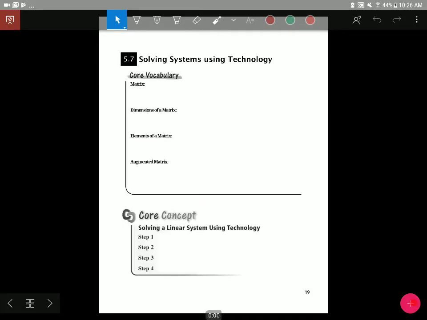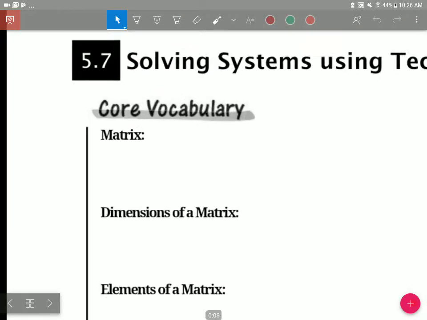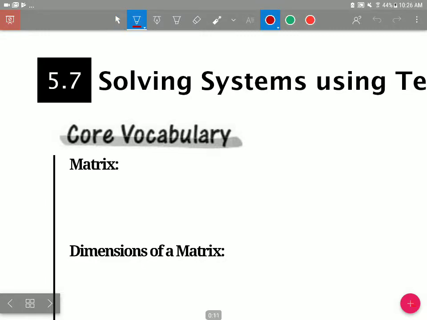All right, this is 5.7, a matrix. So basically, we're solving systems using matrices right now. Okay, so first things first, what is a matrix? A matrix is basically a rectangular array of numbers.